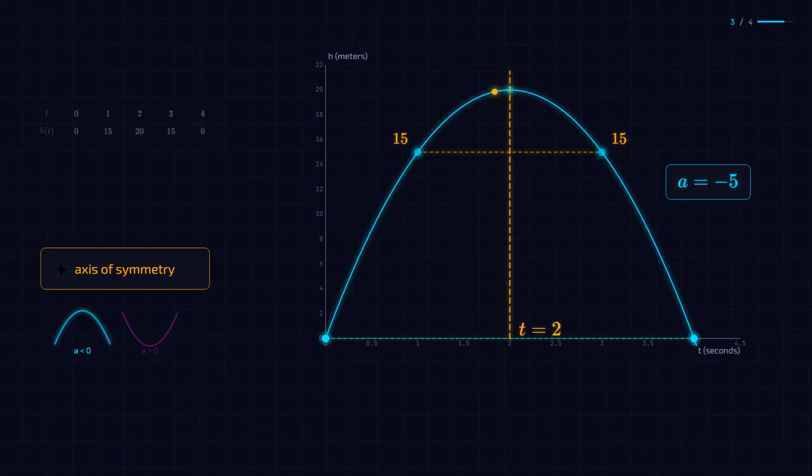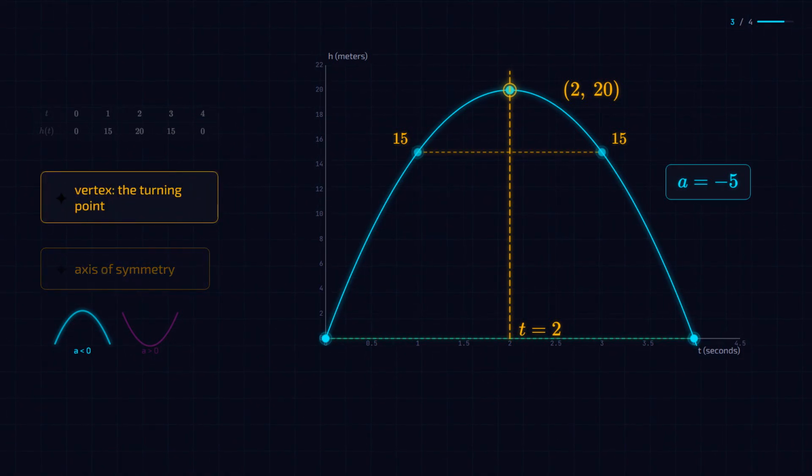And right on that line, the ball stops rising and starts falling. 2 seconds, 20 meters, the top of the flight. That turning point is the vertex.